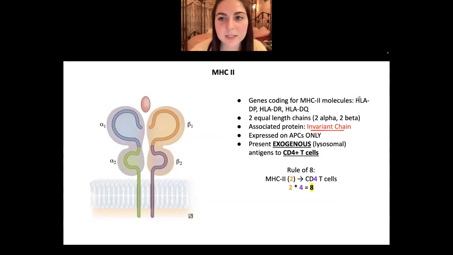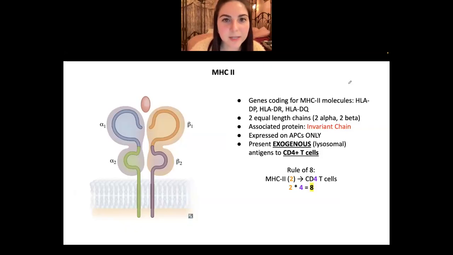The genes coding for class 2 they have 2 letters now. So remember the class 1s, it was HLA-A, HLA-B, and HLA-C. Now for class 2, it's HLA-DP, HLA-DR, and HLA-DQ. And again, same concept. There's certain autoimmune diseases associated with like HLA-DR35 or whatever, or DR3. And that's what they're talking about. Those are the ones associated with the MHC class 2s. I just wanted to give you context as to what they're talking about. There are these genes that are associated with certain autoimmune diseases.